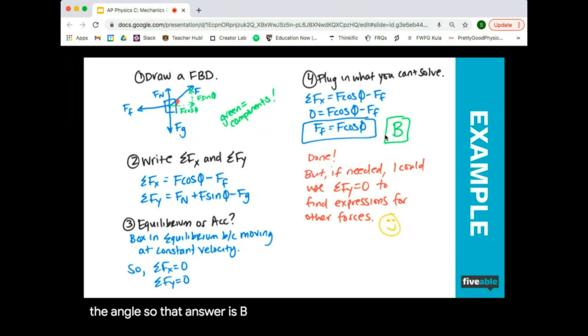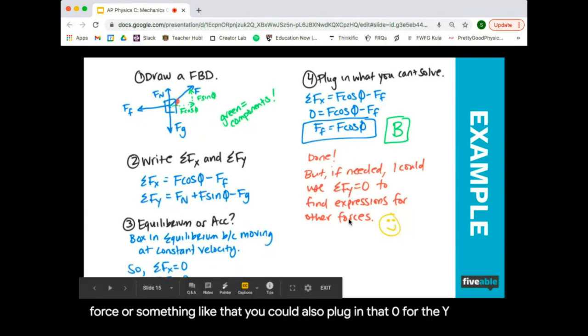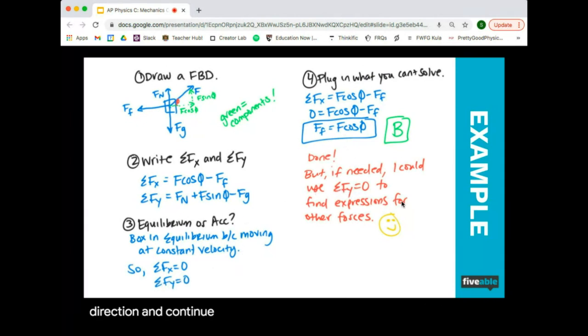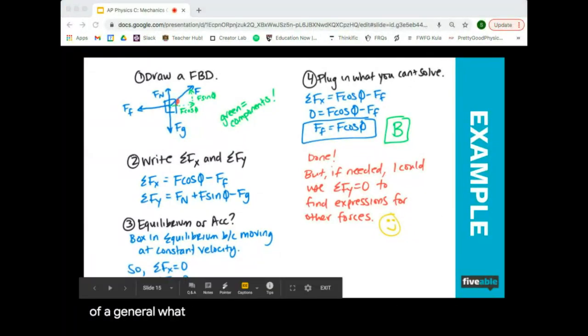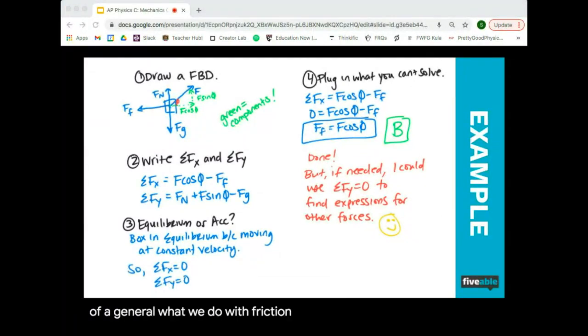If you were looking for something else, like if it was asking for the normal force or something like that, you could also plug in that 0 for the y direction and continue to find expressions for other forces. So that's kind of a general what we do with friction here.